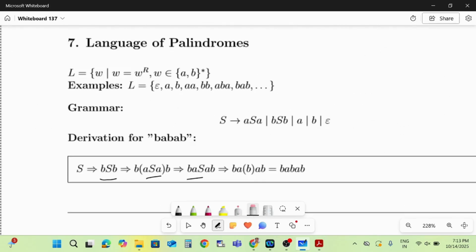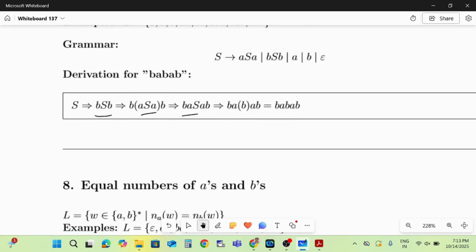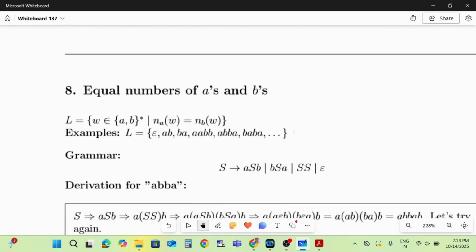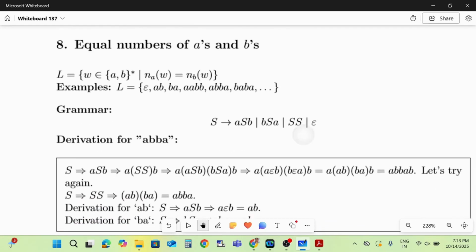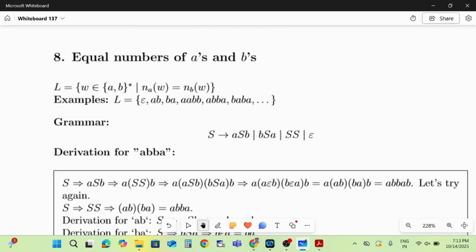In a similar fashion, we can also see a few more examples, that is equal numbers of A's and B's. How should we generate grammars for equal number of A's and B's? Just now we have seen equal length of A's and B's means it is A power n and B power n, it is ASB. So if it is starting with A, it is ASB. If it is starting with B, it is BSA. For one A, one B is there. For one B, one A is there.